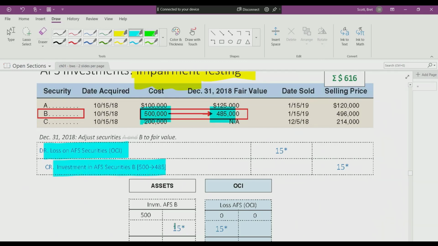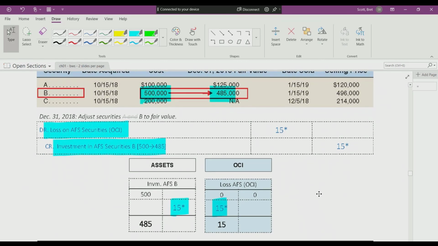So down below, I've taken a short portion of the journal entries we previously looked at and recorded it as you see here. That's typically what we do when we have temporary declines in our AFS securities. Is that decline in value an impairment? Most people say it is an impairment. As long as fair value is below cost, the thing is impaired.